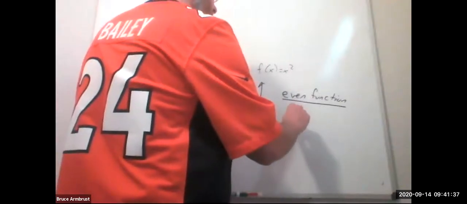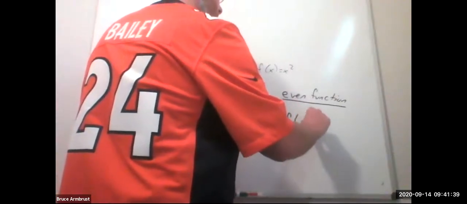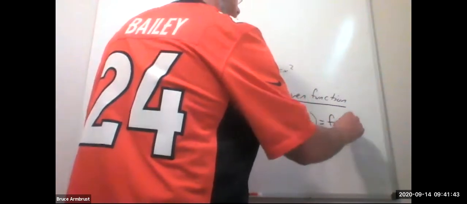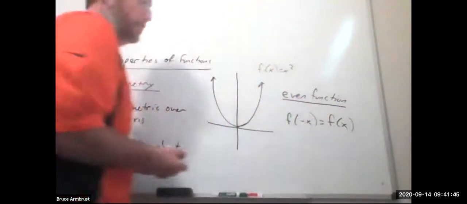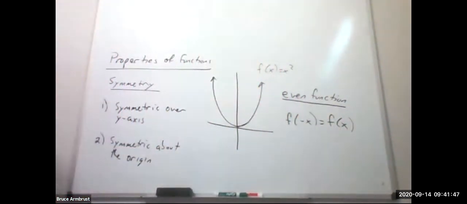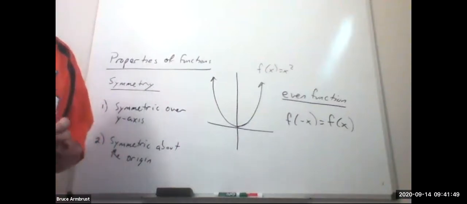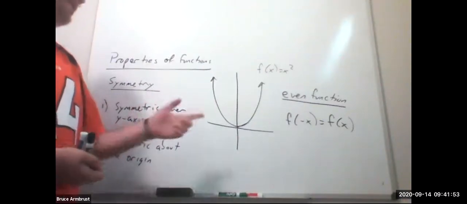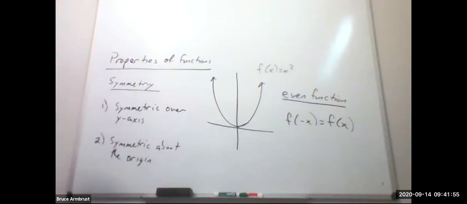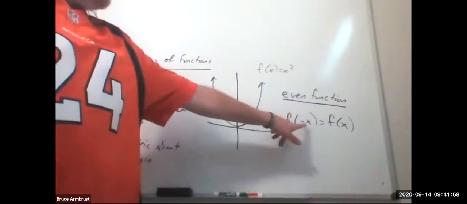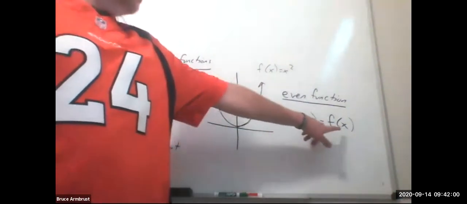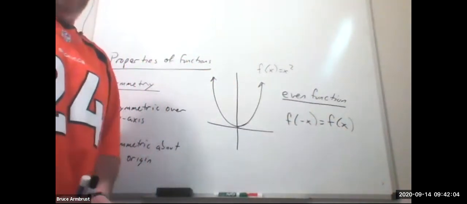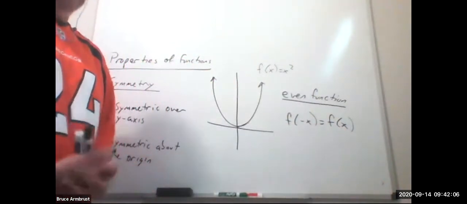is we'd say that f of negative x equals f of x. So just like with increasing and decreasing, we can be mathy about it. We can do the same thing here. So with even functions, negative x and x give you the same y value. Okay, that's all this is saying.